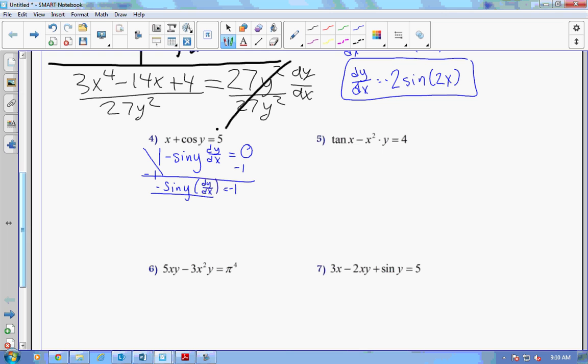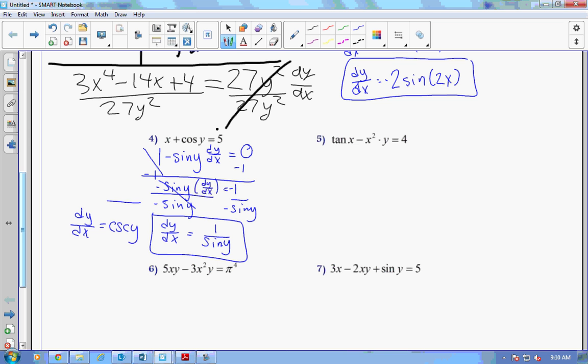Okay, so divide by sine y, negative sine y. Dy dx equals positive, because a negative divided by negative is positive. So you want to also remember what 1 over sine is? Cosecant. So technically this is equivalent, but you could also say dy dx equals cosecant of y, not x. Okay?